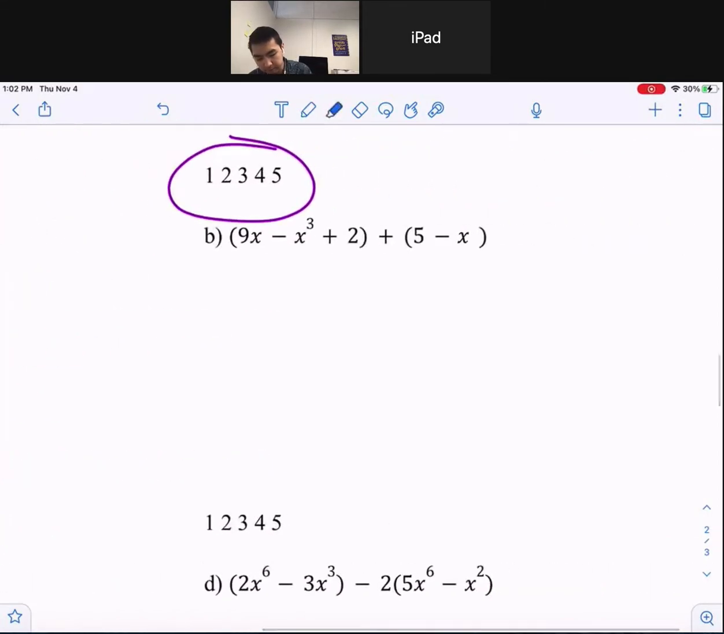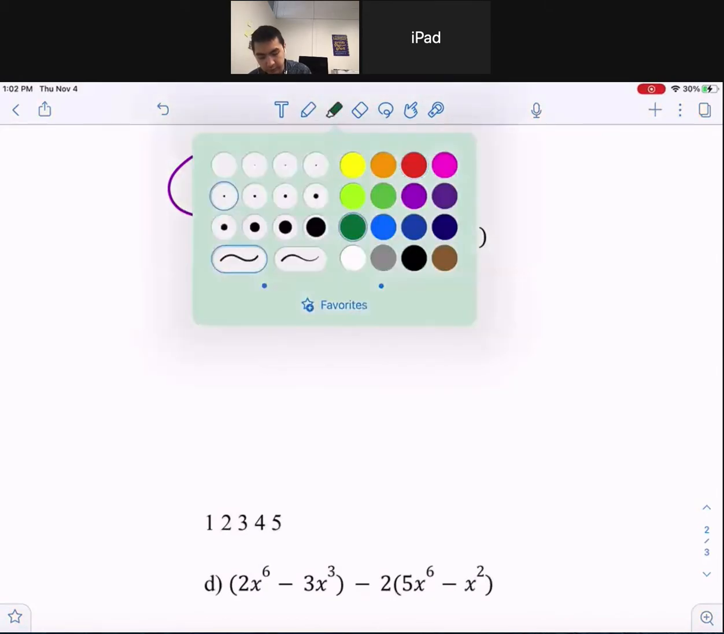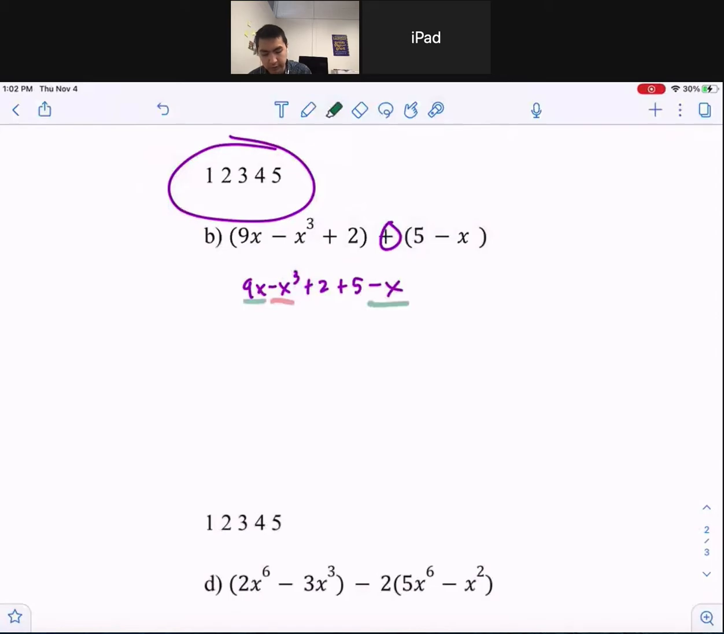Part B. It's a plus sign, so you guys just drop all the terms down. And then you guys combine like terms. Highest degree is x to the third. The next highest are the x terms, so 9x and the minus x. And lastly, the numbers 2 and 5.